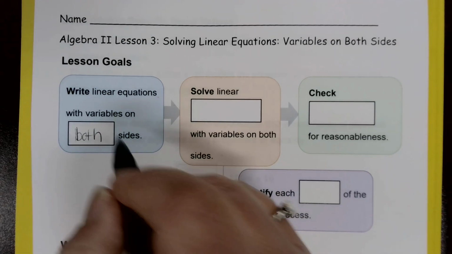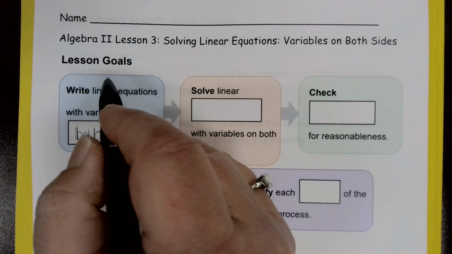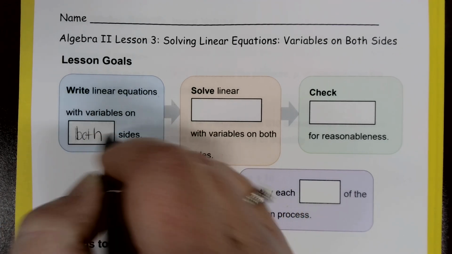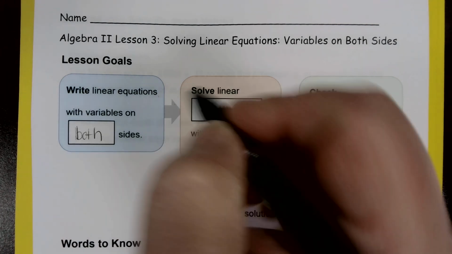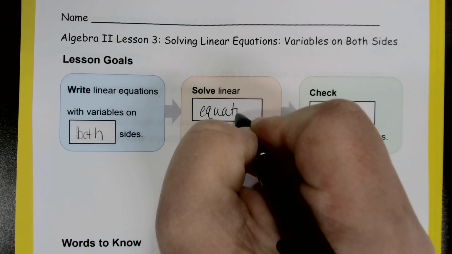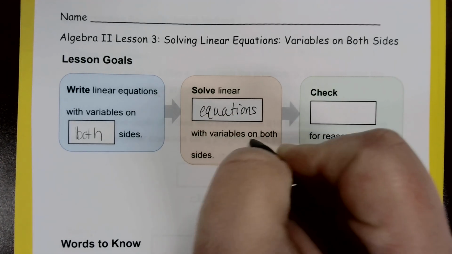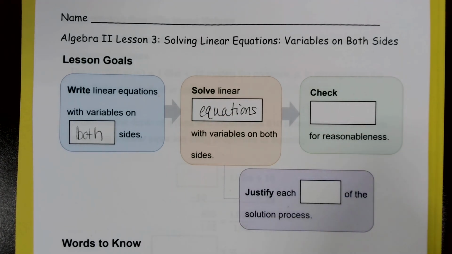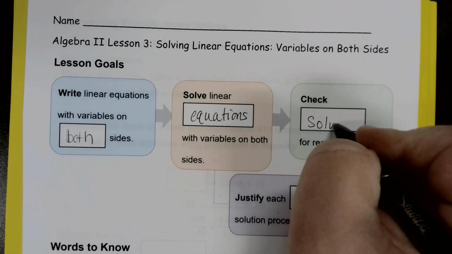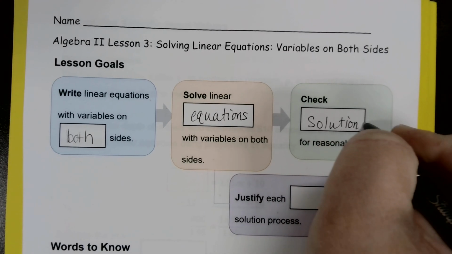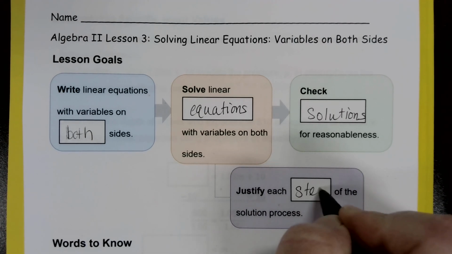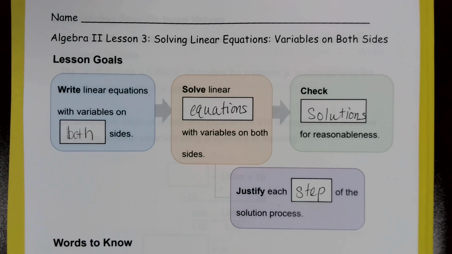This first note in the lesson goals says we're going to be able to write linear equations with a variable on both sides. Then we're going to solve those linear equations with a variable on both sides, be able to check solutions, and justify each step of our process.